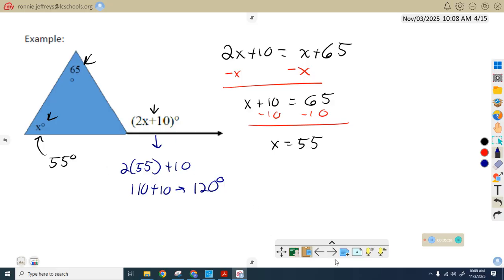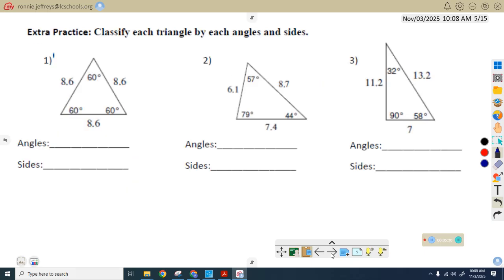Alright, now, yes, short lesson. Now on the back of the paper, y'all are going to work on classifying the triangles by angles and sides, and then the last two problems are like what we just covered.